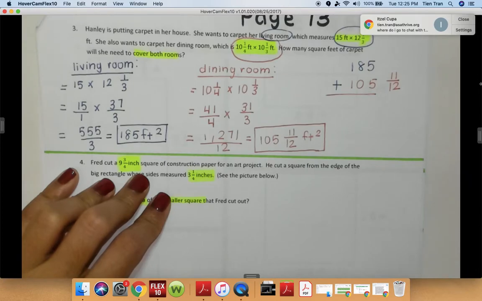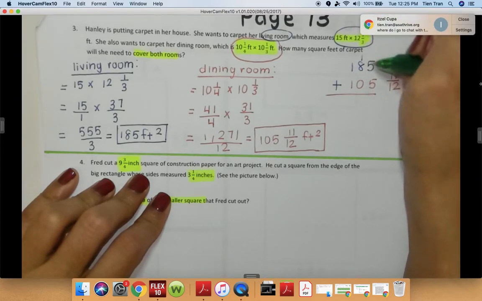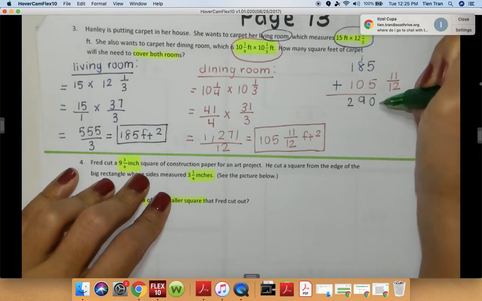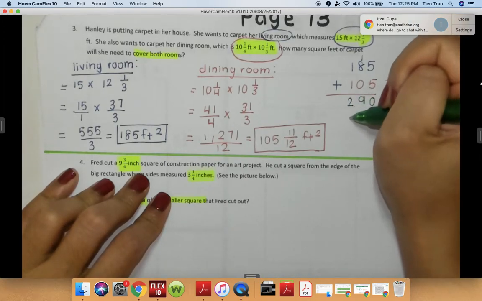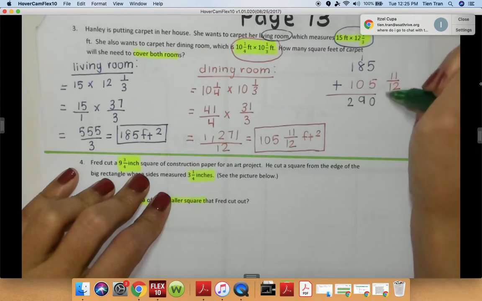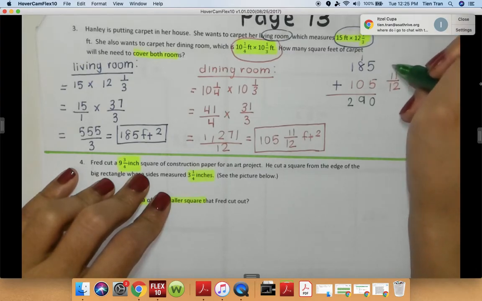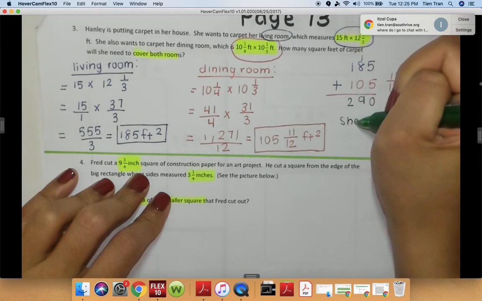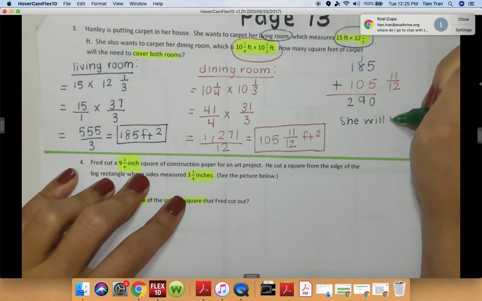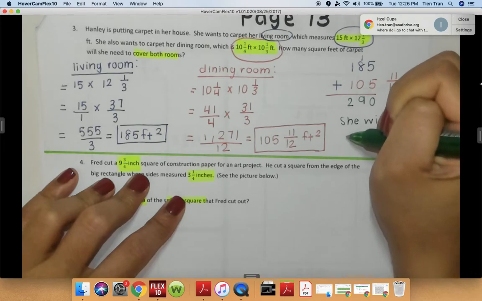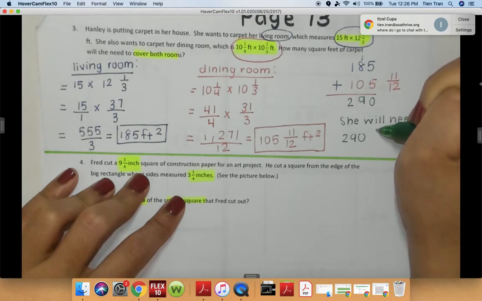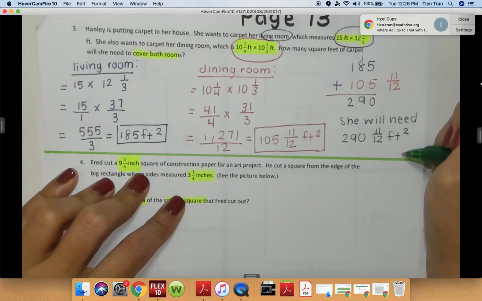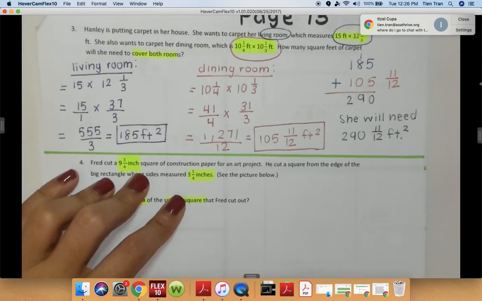Okay? So 5 plus 5 is 10. 8 plus 1 is 9. 1 plus 1 is 2. I get 290 and 11/12. I don't have to add anything there because there's no other numbers for the fraction. So she will need 290 and 11/12 feet squared. That is your final answer.